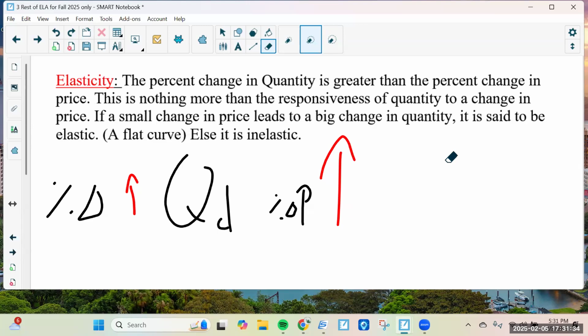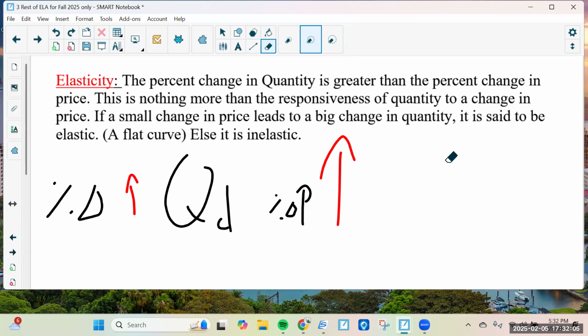When the price goes up because the tax raises the price, quantity demanded is going to go down. So my question is, if I put a tax on an elastic good, does the percent change in quantity change a lot or a little? And the answer is it changes a lot, right? We're going to say, I'm not going to buy that then. So then the question is, who's going to be forced to pay the tax? Most of the tax, the buyer or the seller?